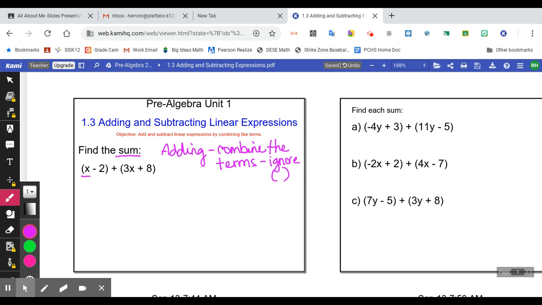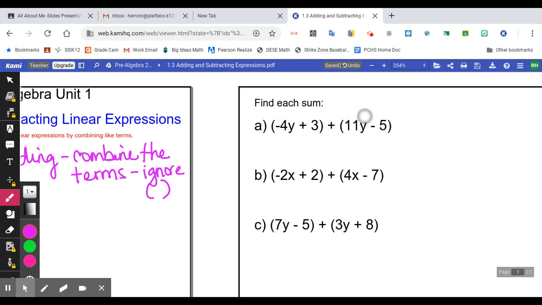So I have x and I have 3x, which gives me 4x. And then I have -2 and +8, which gives me +6. So it's a lot like what we've been doing with combining like terms, okay? Find the sum over here, same thing. So I have -4y and +11y, which gives me 7y. And then +3 and -5, which gives me -2. Okay? Same thing here. -2x and +4x gives me 2x. +2 and -7 is -5. Okay?